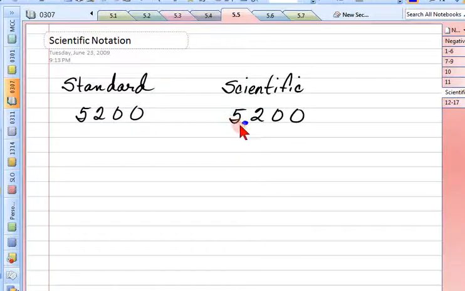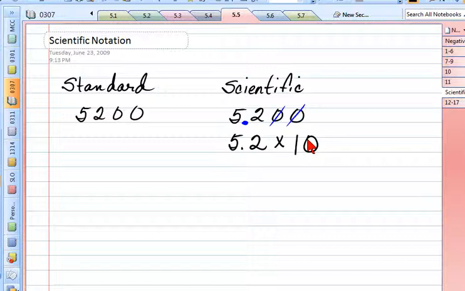Okay? The decimal point always comes after the first digit. Well, if this is 5.200, you wouldn't have even written those zeros. So this is the same as 5.2. Now, if you're looking at this, you're saying, I'm sorry, but 5,200 is not the same as 5.2. They're not the same. They can be equal if I multiply this by the appropriate power of 10.